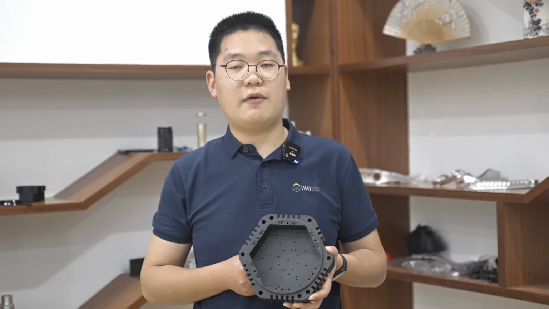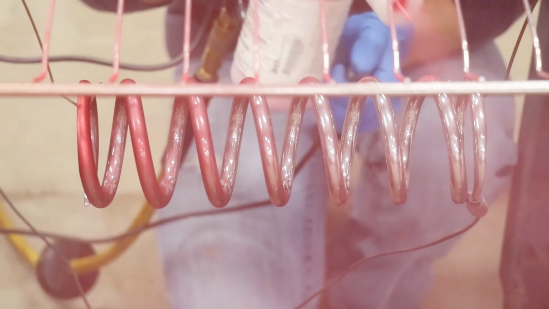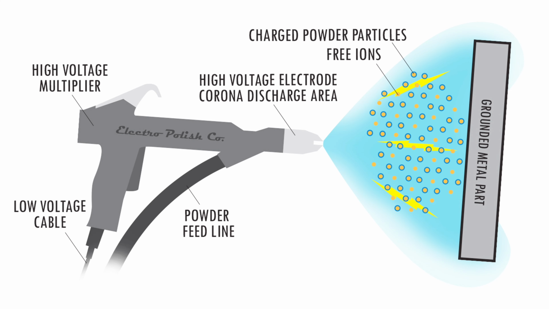Lastly, powder coating. Powder coating adds a thin layer of protective polymer on the surface of the part. The powder coating process is similar to spray painting, but the paint is a dry powder instead of a liquid. Finally, parts are cured at a high temperature, usually in an oven at 200 degrees Celsius.